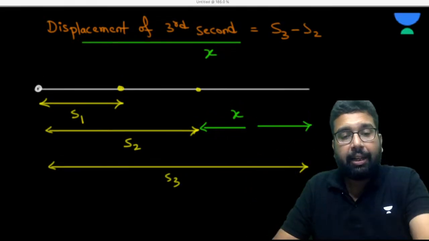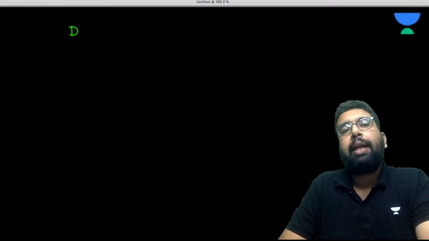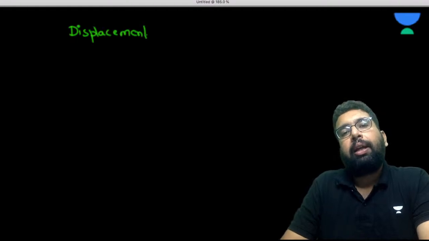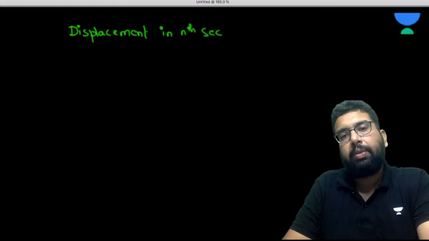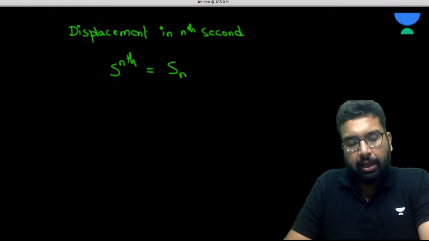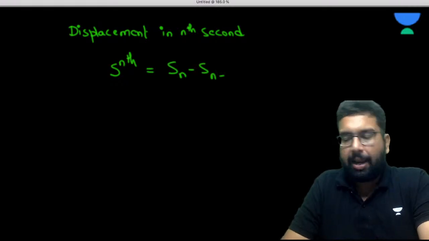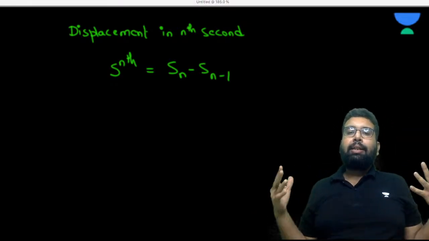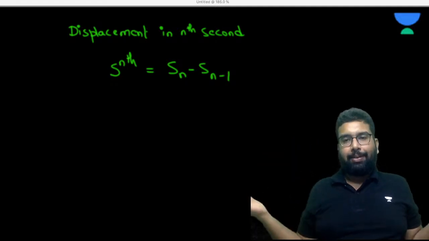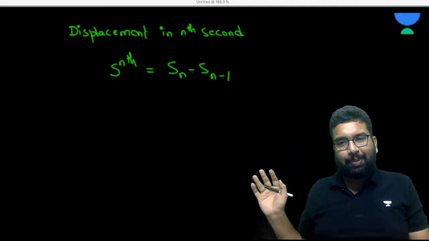So basically, if we want to generalize this as given in the book, displacement in nth second is going to be how much? Let's write it as nth. It is going to be Sn minus Sn minus 1. As simple as that. Like what is the displacement in the 10th second? You can write S10 minus S9. Clear? Very, very simple now.